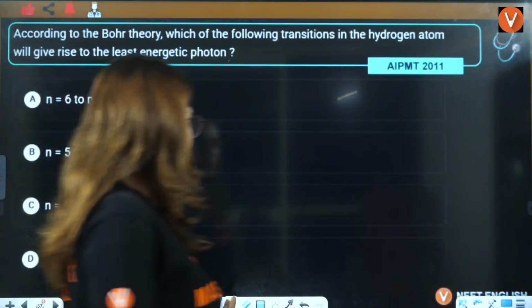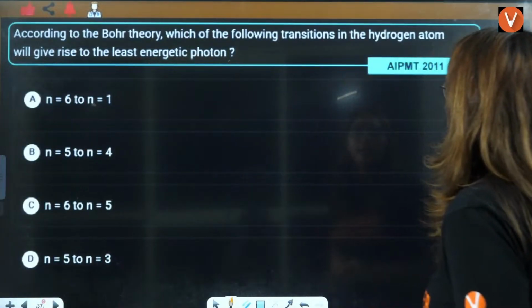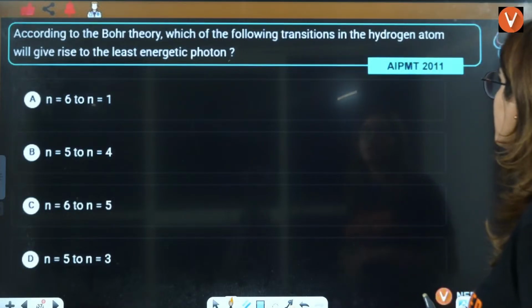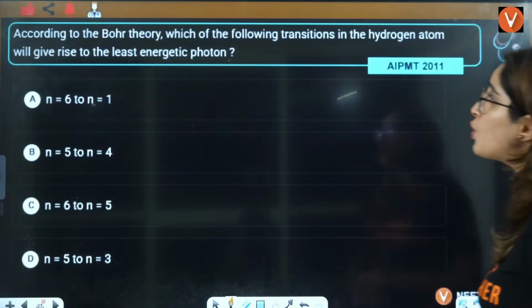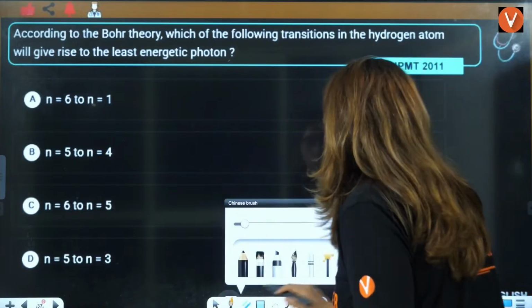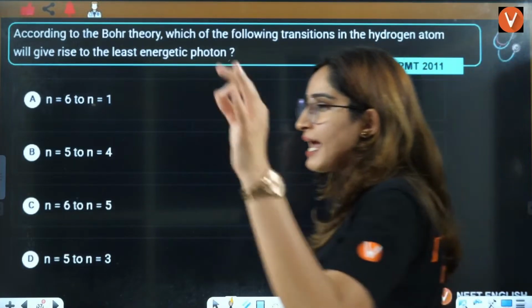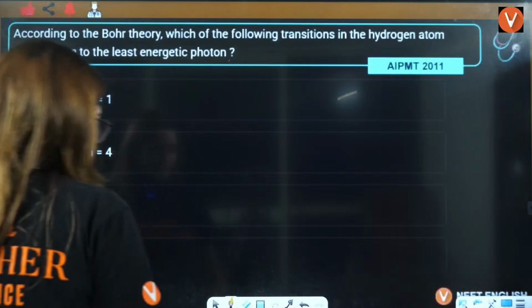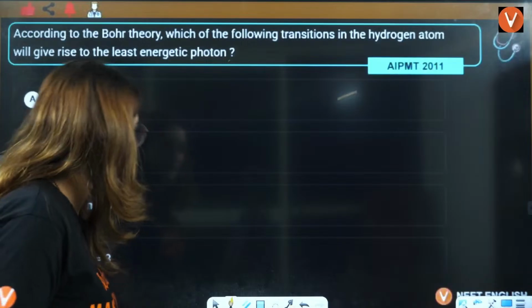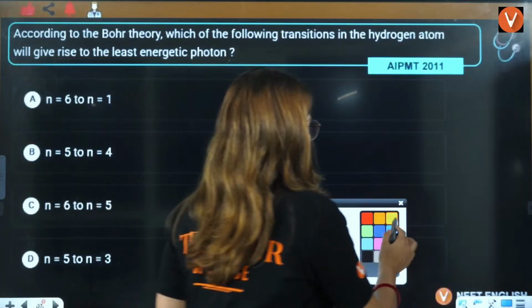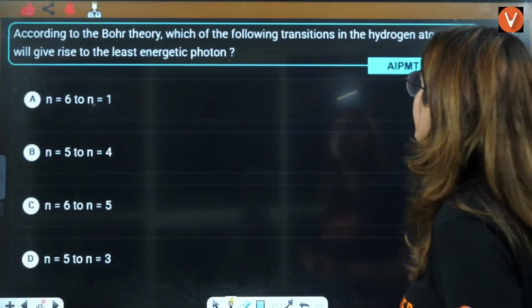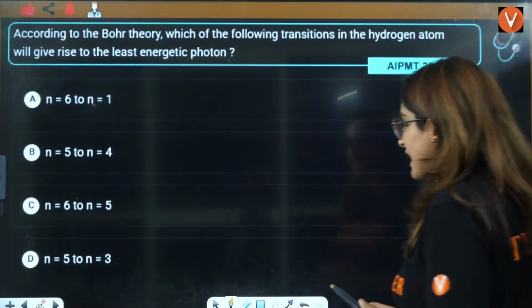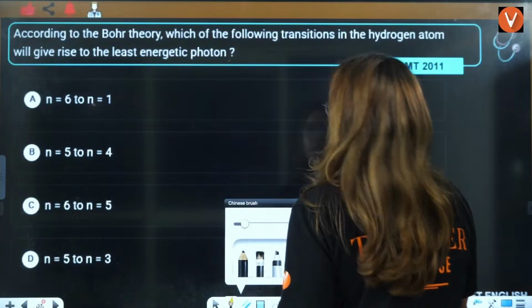Now let's talk about this question here, that is the AIPMT 2011 question. According to the Bohr theory, which of the following transitions in the hydrogen atom will give rise to the least energetic photon? Everybody, least energetic photon. Everybody in the chat box, what is the least energetic photon? Right? Let's talk about this.